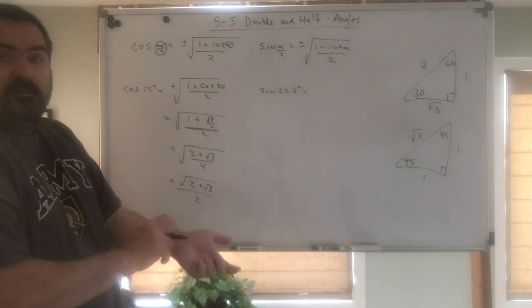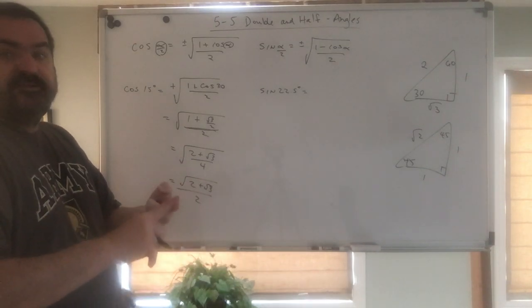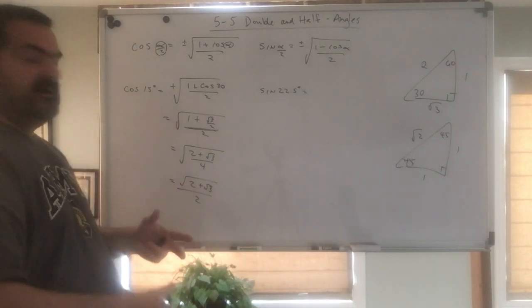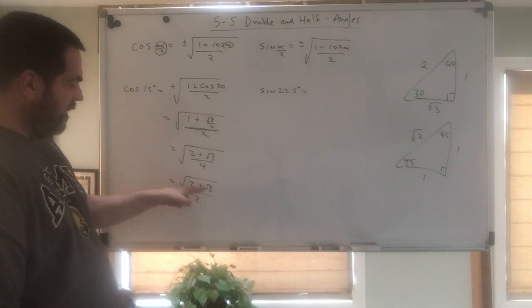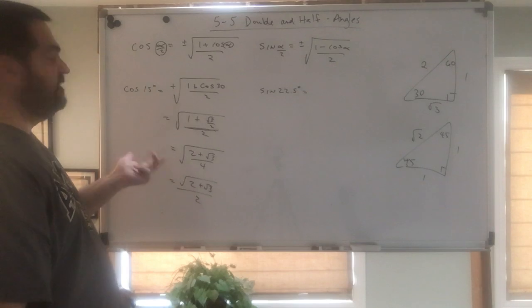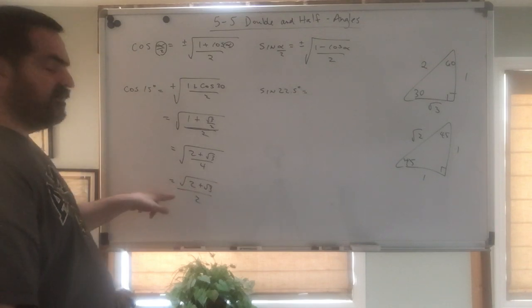If you remember, when we did the sum and difference, we got radical 6 plus radical 2 all over 4. You know, it's not the prettiest, but it looks a little nicer than this one. This has got a radical inside my radical. But this is how you can do it with half angle. So this is another equivalent value.